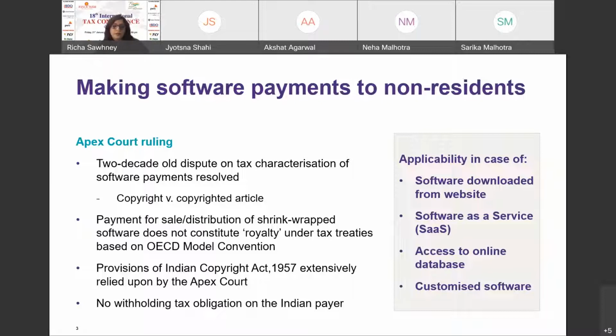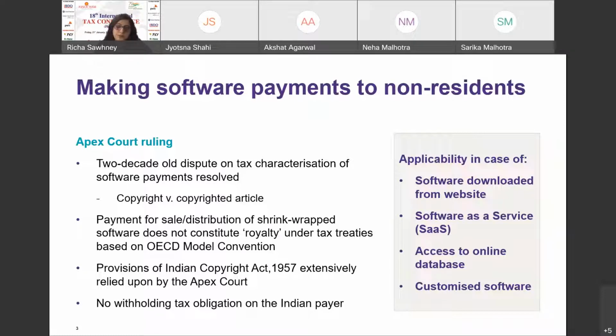Now, in March 2021, the Apex Court resolved a long-drawn debate, in fact a 2-decade-old debate, on the tax characterization of software payments: the issue of copyright versus copyrighted article. A lot of us started our careers dealing with this issue. What the court held was that payment for sale, distribution of shrink-wrap software does not constitute royalty under the tax treaties which are based on the OECD Model Convention. So that's important to take note of, the OECD Model Conventions.